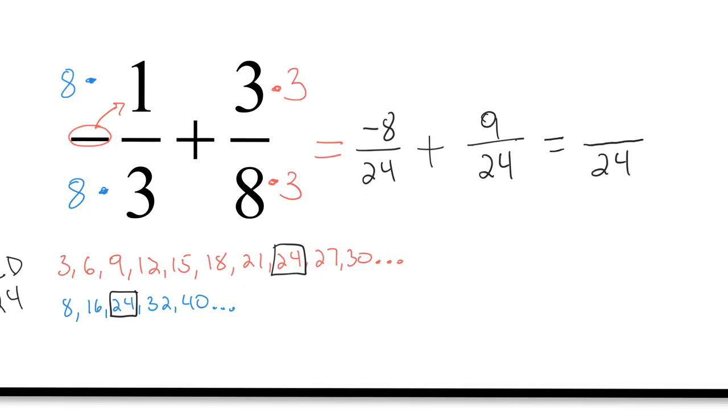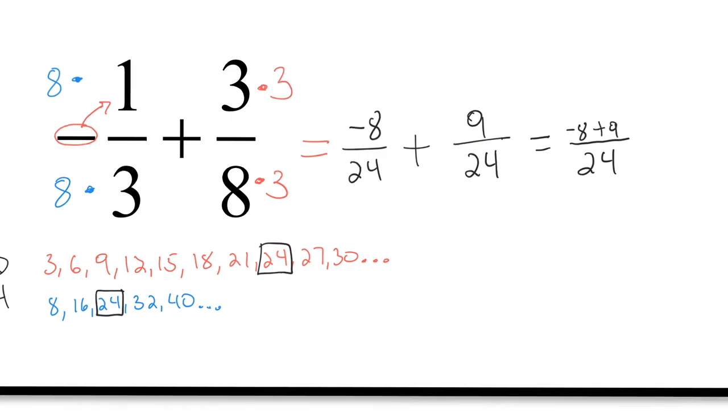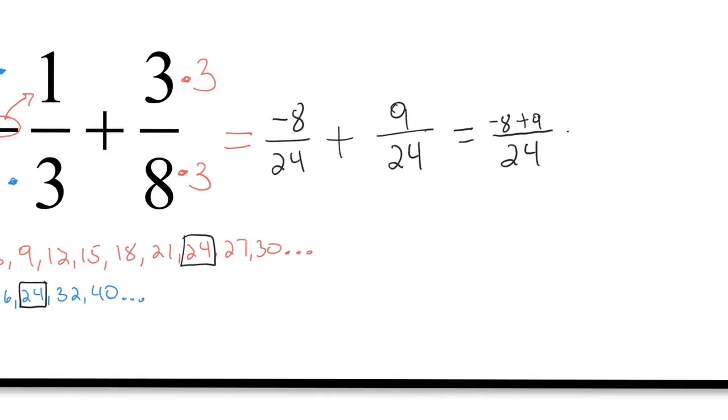And on the top, you have the negative 8 plus 9. Let me rewrite that again. Negative 8 plus 9, and that's going to equal 1. And you keep the denominator. So negative 8 plus 9 is positive 1. That is my answer.